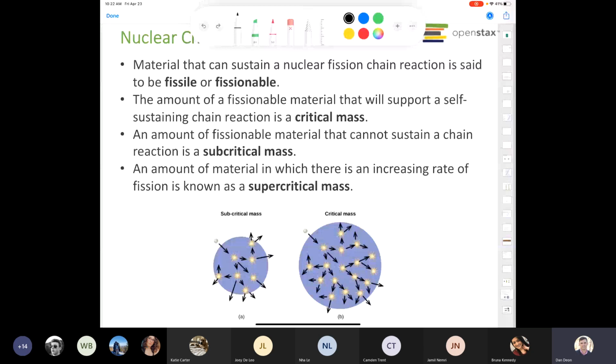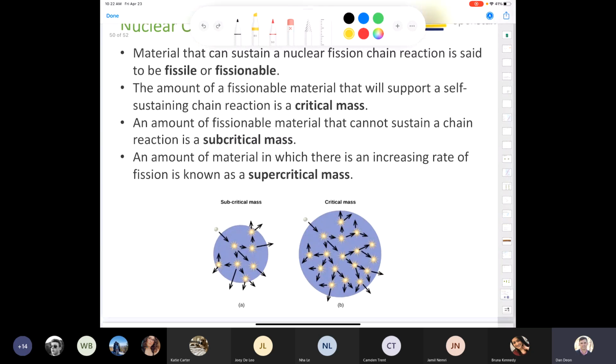Now, fissionable is a little bit different than fissile. I usually just say that it's fissile, that it's able to undergo fission. But with respect to material that is fissile, there are 3 types of masses or amounts of fissile material that we have to take into consideration: a critical mass, a subcritical mass, and a supercritical mass. So see if you can follow along with me here. I'm reading straight off the slide. If you have enough material to support the chain reaction, we call that the critical mass.